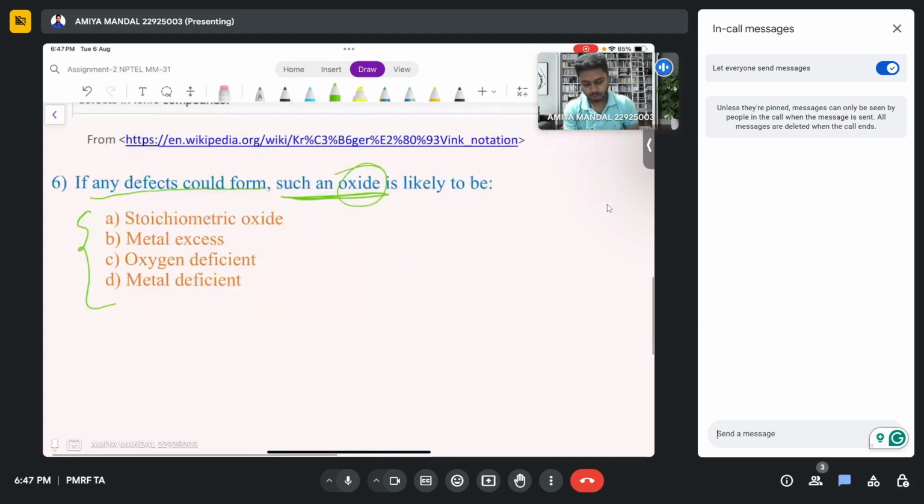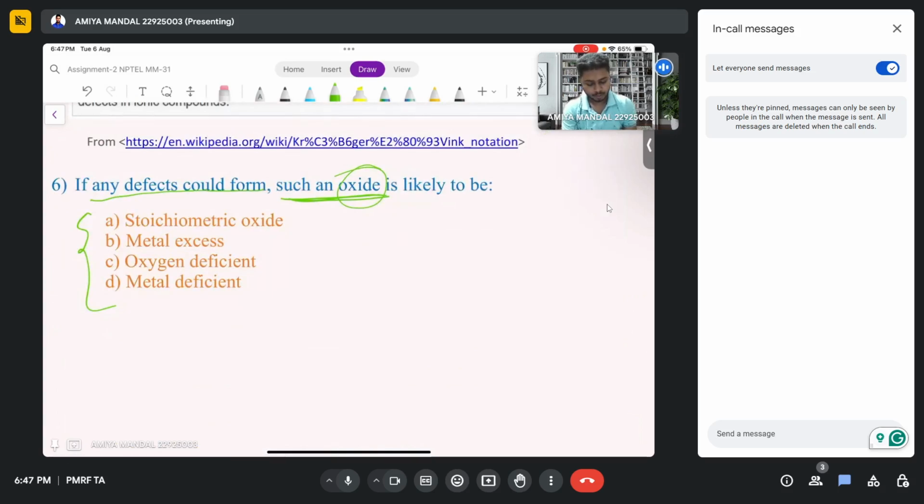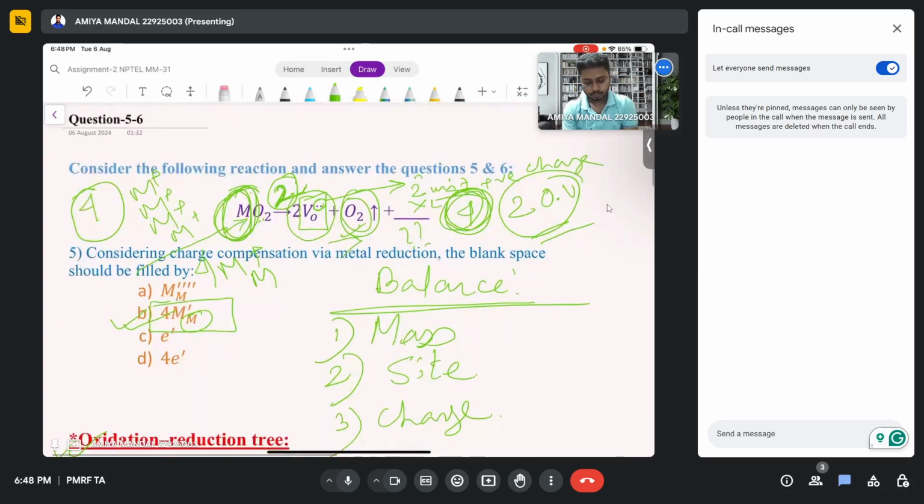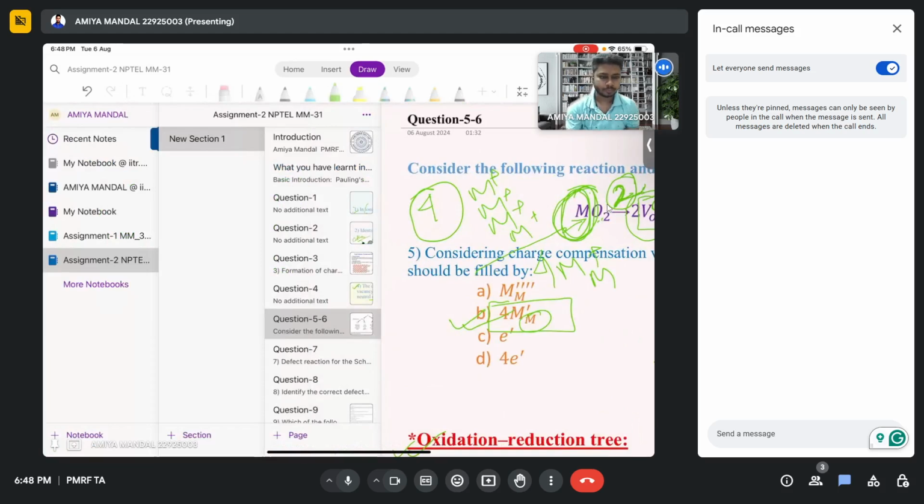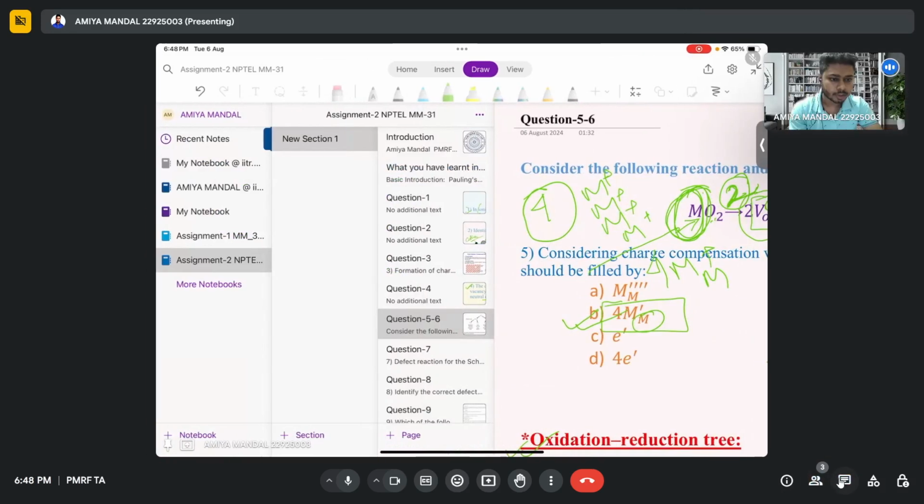So what will be the answer for this defect? For an oxide, this is reduced. Okay. So for reduced, metal excess will be there and oxygen deficiency will be there. So these are the correct answers. Okay. These are not the correct answers. Okay. So I'm just checking this present paper.